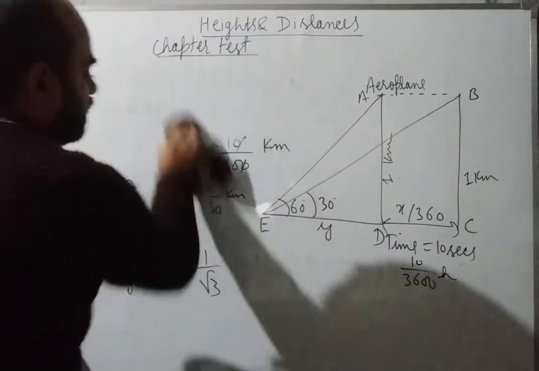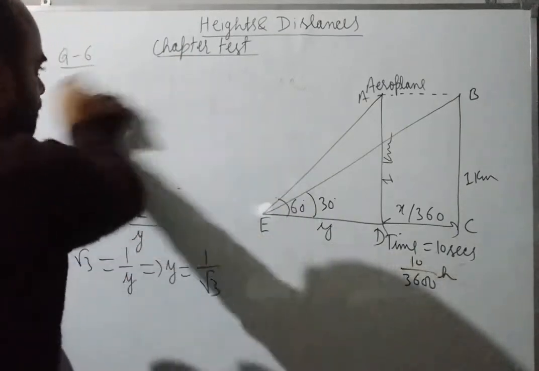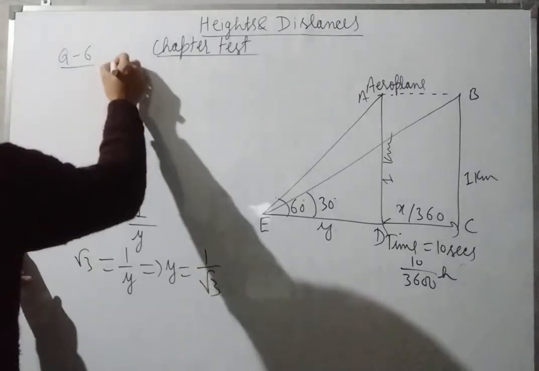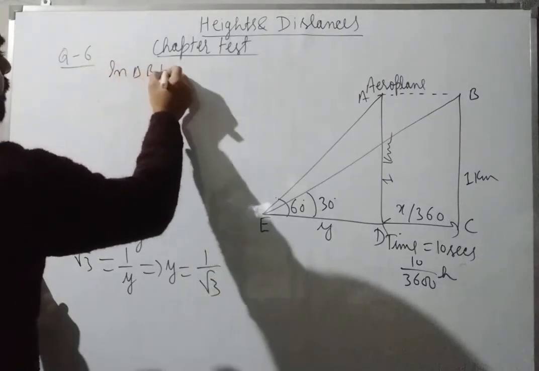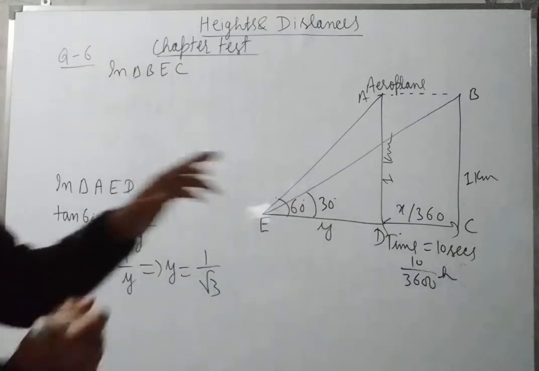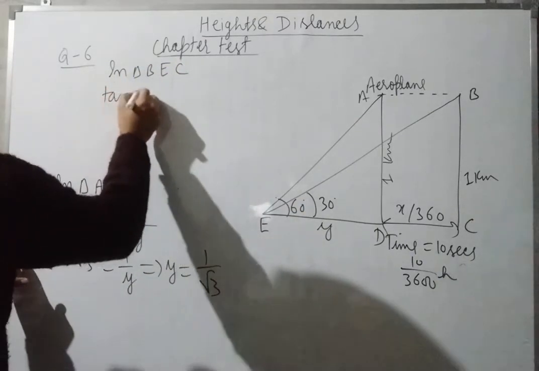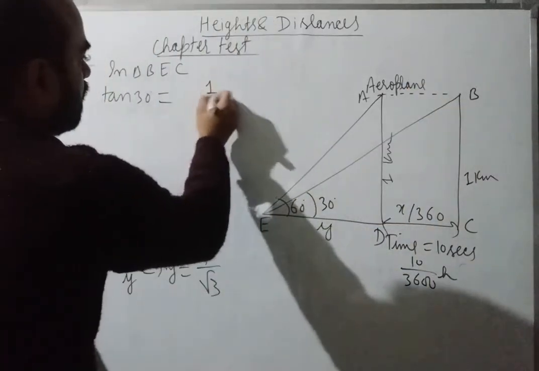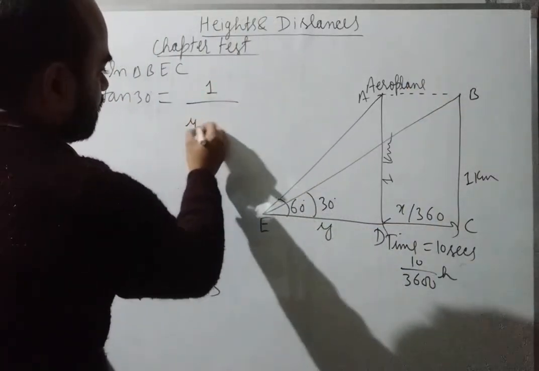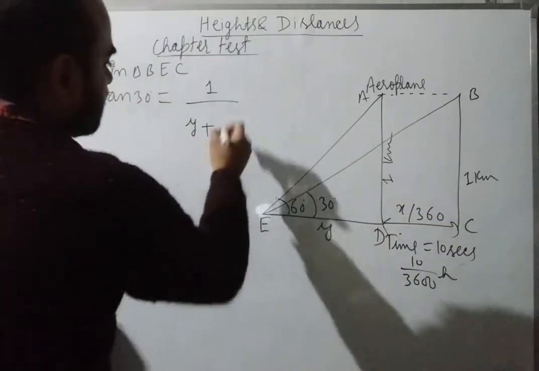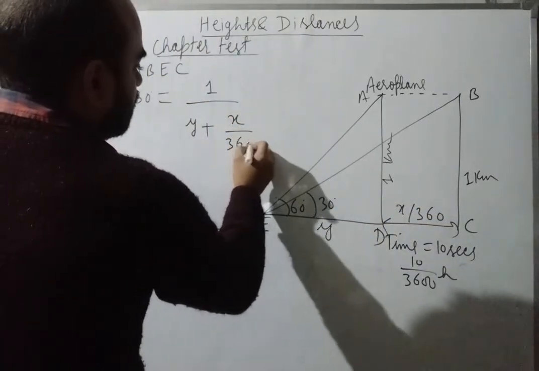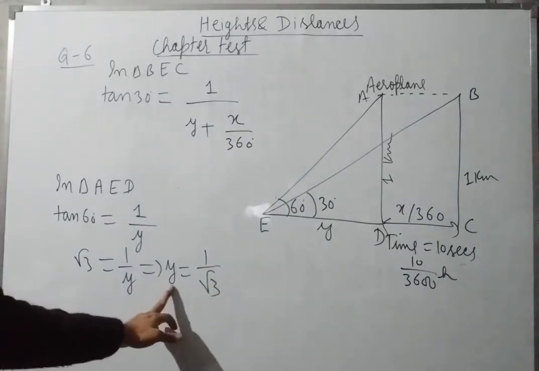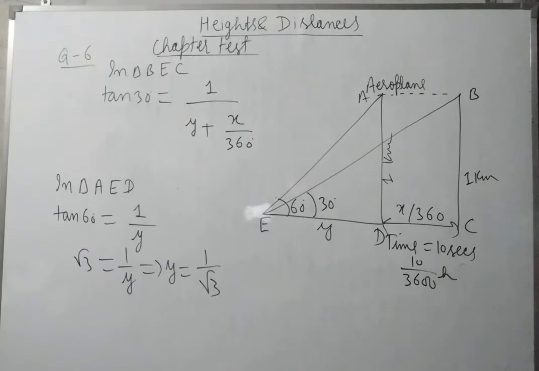Next, we have to take another triangle. That is triangle BEC. So in triangle BEC, what is tan 30 degree? Again perpendicular upon base. Perpendicular is 1 kilometer. Now base is y plus this distance, and this distance is x upon 360. Finally we have to calculate x. So we can substitute the value of y, what? 1 upon root 3.